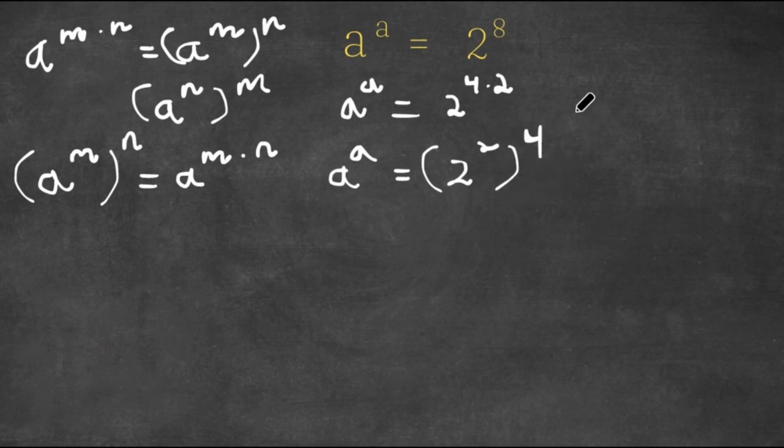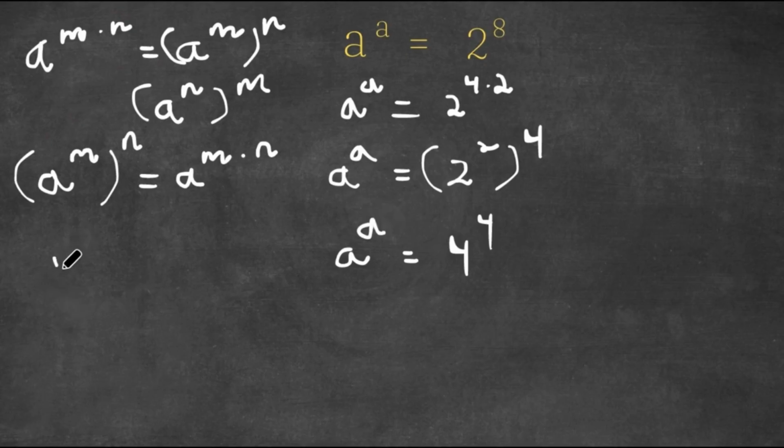However, I am not going to do that. I'm simply going to solve what's in the parentheses. So 2 squared, and that is equal to 4. So now I have 4 to the power of 4 is equal to a to the power of a.